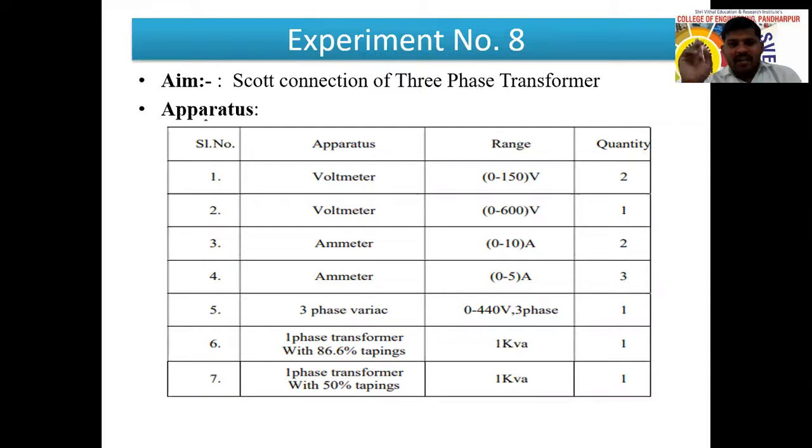We have derived one derivation related to that in the case of Scott connection: the teaser transformer primary winding turns are 86.6%, and the main transformer is centrally tapped, so it can be divided into 50% turns and 50% turns. So 50% tapping is required and 86.6% tapping is required.